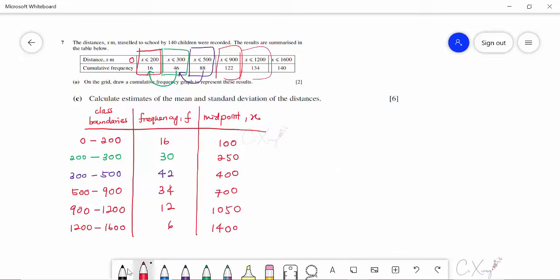All right, so generally this is the table that I created to ease my process of calculating the mean and standard deviation later. Now let me start with the mean. What is the formula for the mean? It should be the summation of fx divided by the summation of f. So summation of fx means that you take the frequency multiplied by the midpoint. So you should list out everything: 16 multiplied by 100 plus 30 multiplied by 250 and so on. You do the same thing for every single class here.